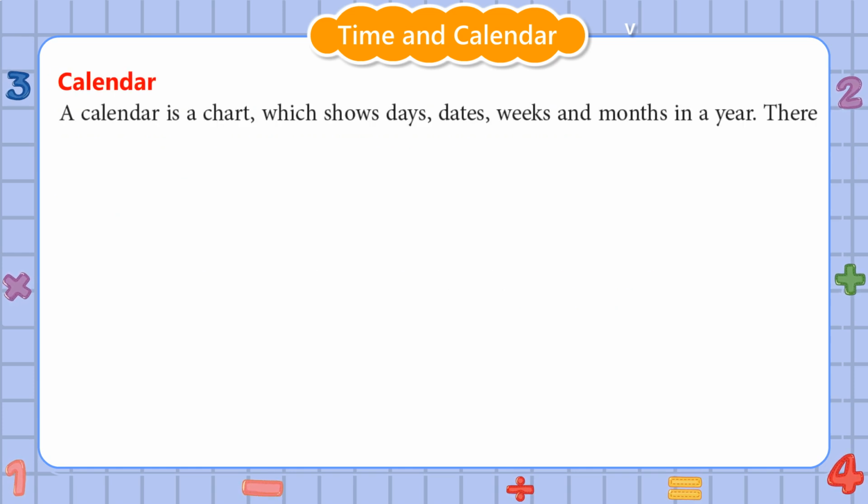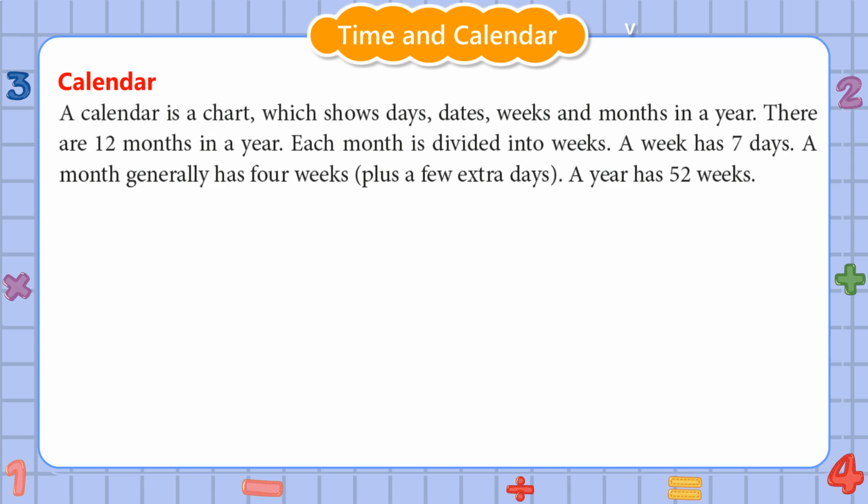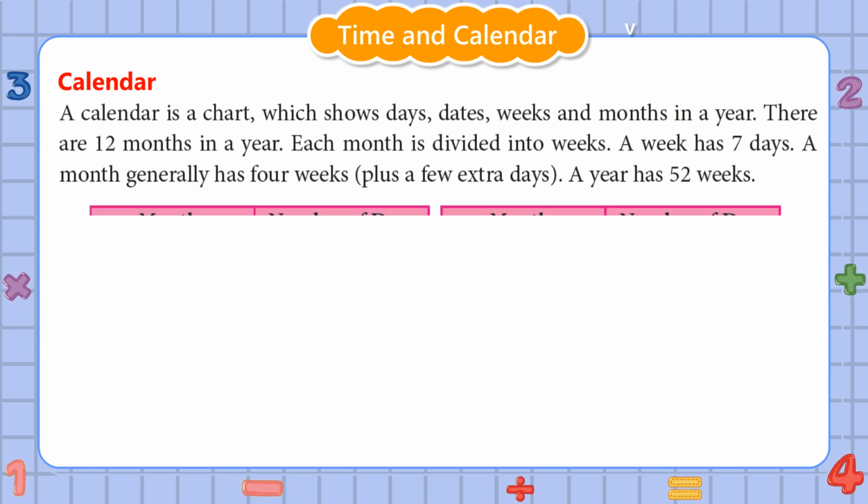Calendar. A calendar is a chart which shows days, dates, weeks and months in a year. There are 12 months in a year. Each month is divided into weeks. A week has 7 days. A month generally has 4 weeks plus a few extra days. A year has 52 weeks.